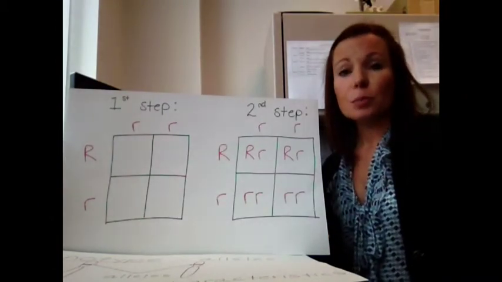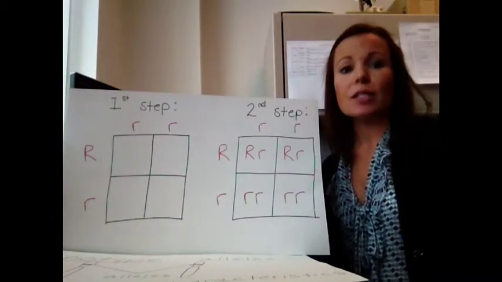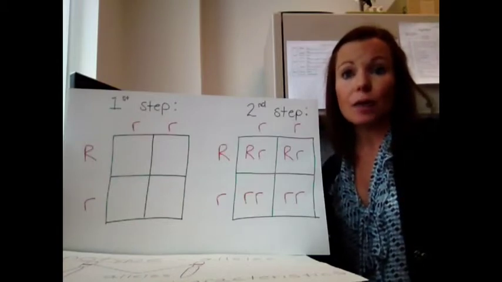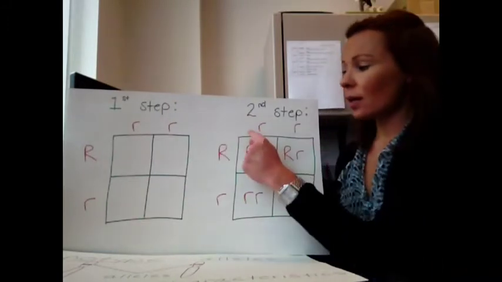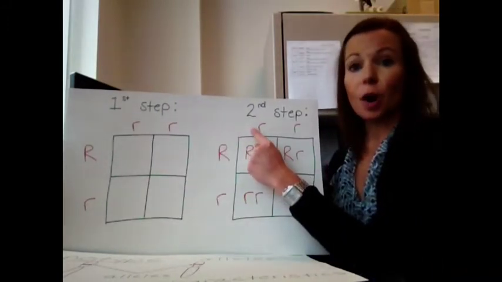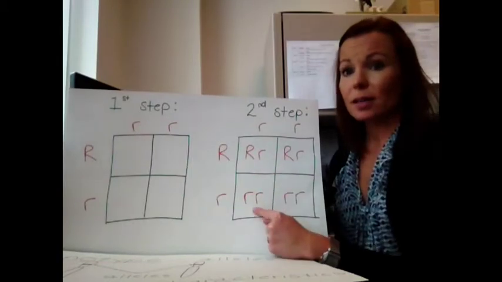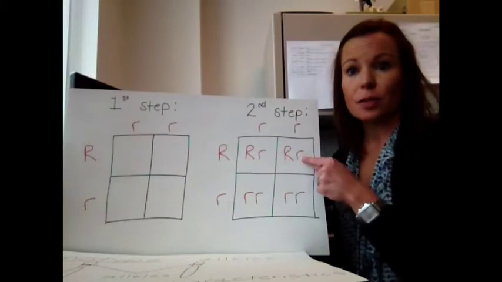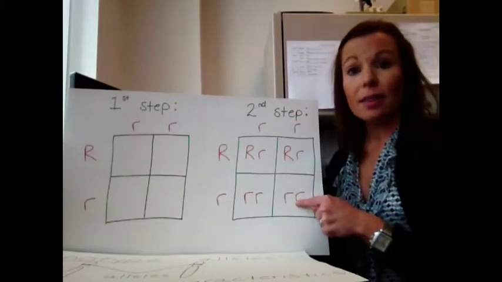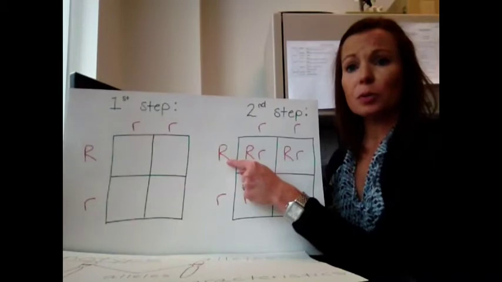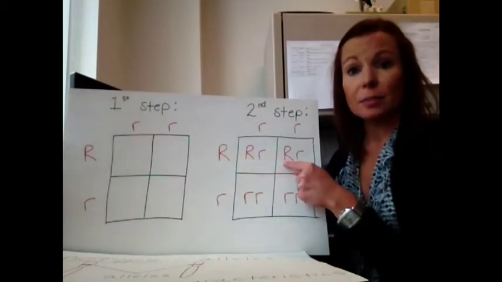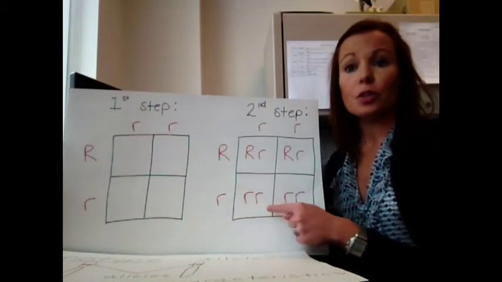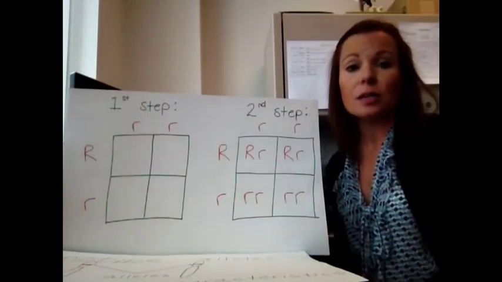Then each box will be filled in by transferring the letters above and next to each box into that box. So this lowercase r has been brought down into this box and this box. This lowercase r has been brought down into this box and this box. Then the capital R was brought over into this box and this box. And the lowercase r was also brought over into the 2 boxes that it is next to.